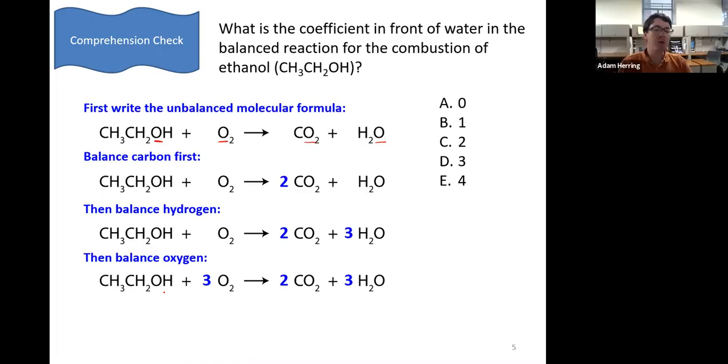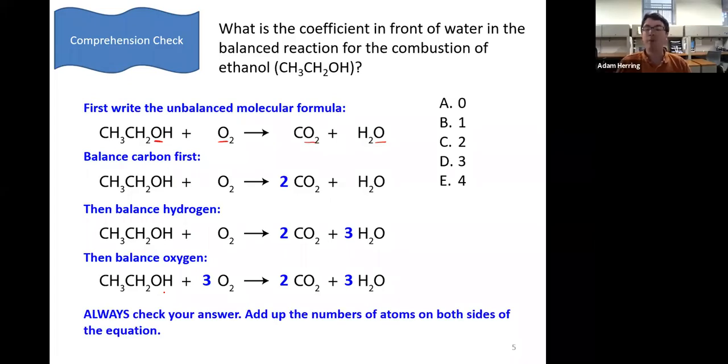Then you always want to check your answer. Add up the numbers of each atom on both sides of the equation, and as long as they match, then you know that you've done it right.